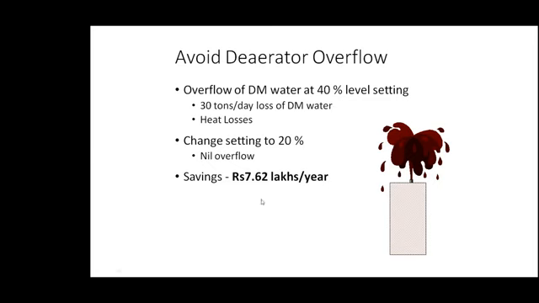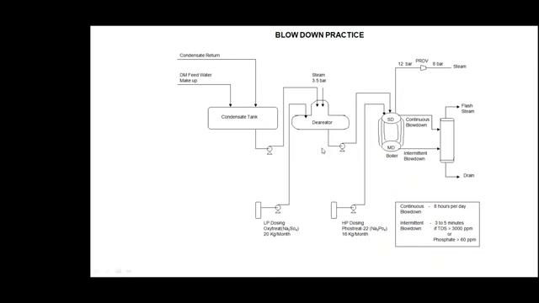So the deaerator was overflowing due to a faulty level setting. The level setting had to be changed from 40% to 20%. Somebody had set it at 40 and did not bring it back to 20. So now the DM water was overflowing. By just changing the setting, so many lakhs were saved.